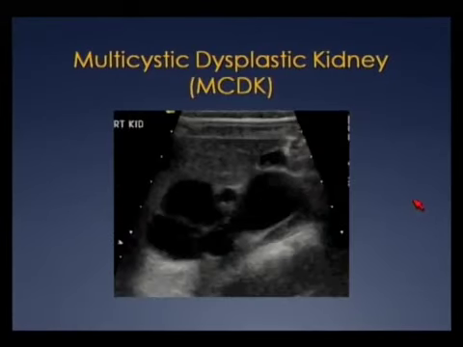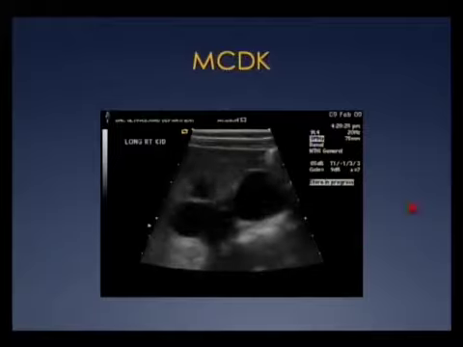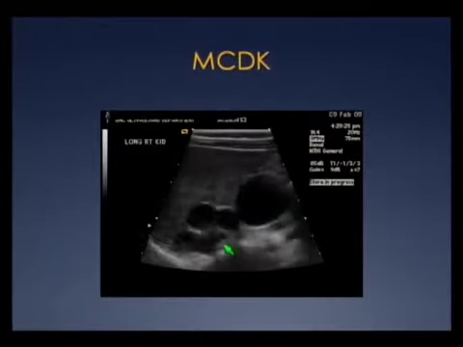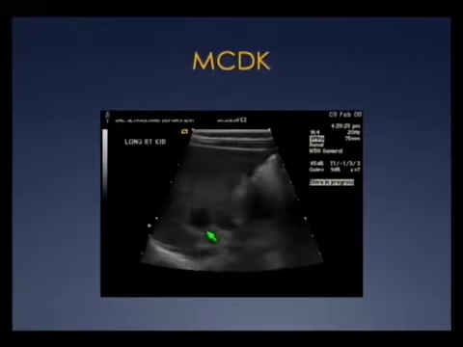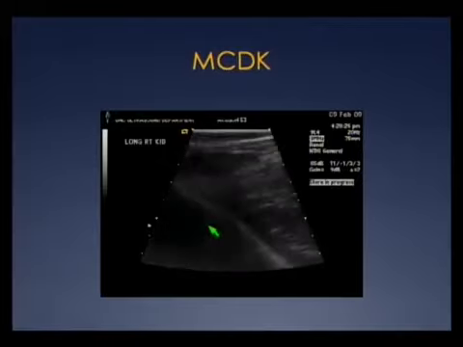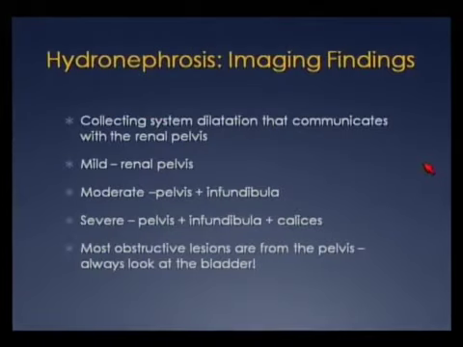This is a patient with multicystic dysplastic kidney, and we have the cine images of this patient. We see very little renal parenchyma, if any. And these patients can sometimes present with renal failure, and we may be imaging them because of renal failure.